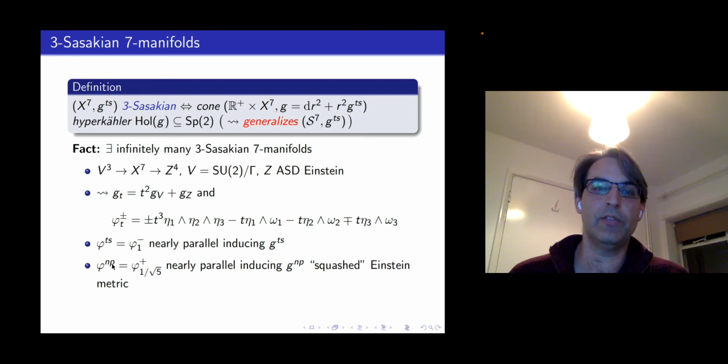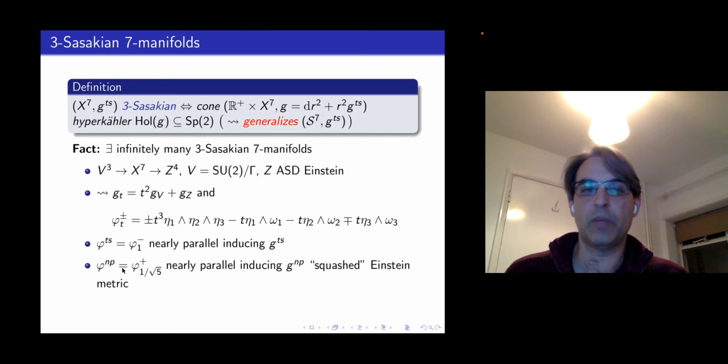And similarly, if you take phi 1 over root 5 plus, that's going to be nearly parallel, so we'll call it phi NP, and it induces a metric which we'll call GNP, which is another Einstein metric on a 3 Sasakian 7 manifold. So just like on the 7 sphere, where we have a standard Einstein metric, which is the round metric, the 3 Sasakian metric, you can also find another one in this one parameter family, which is a squashed Einstein metric.